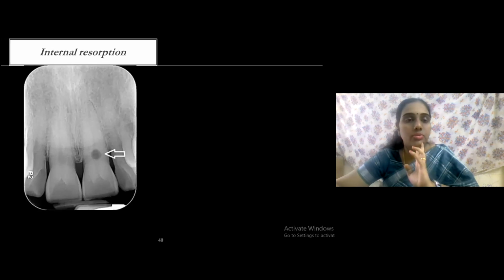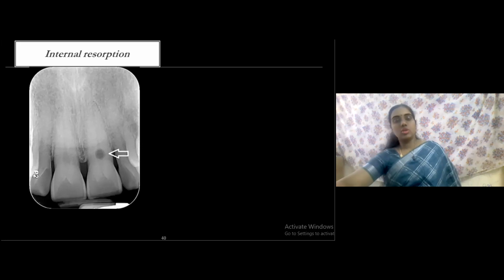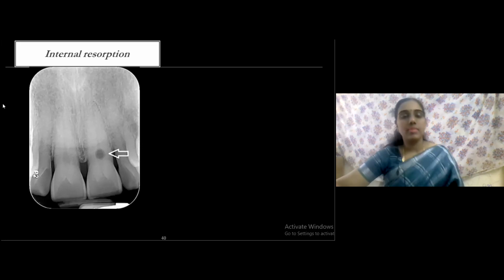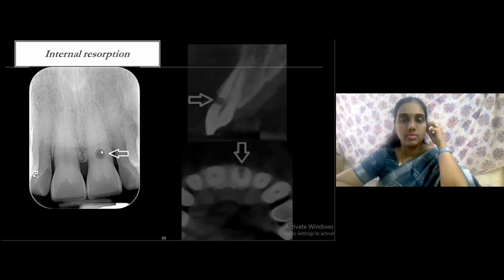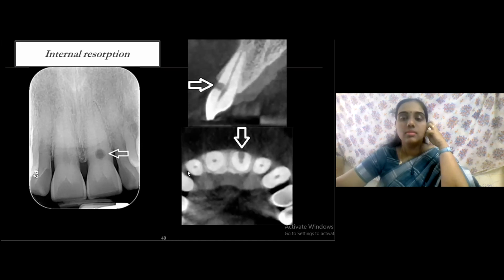This is a case of internal resorption as seen in intraoral periapical radiograph. You could see that there is a radiolucency in the cervical region in the pulp chamber in relation to 2-1. On taking the CBCT, now I doubt whether it is an internal resorption. Now you can see the difference between a 2D and a 3D radiograph. Because of this overlapping of the structures here, we are not able to exactly make out the bucco-palatal relationship.